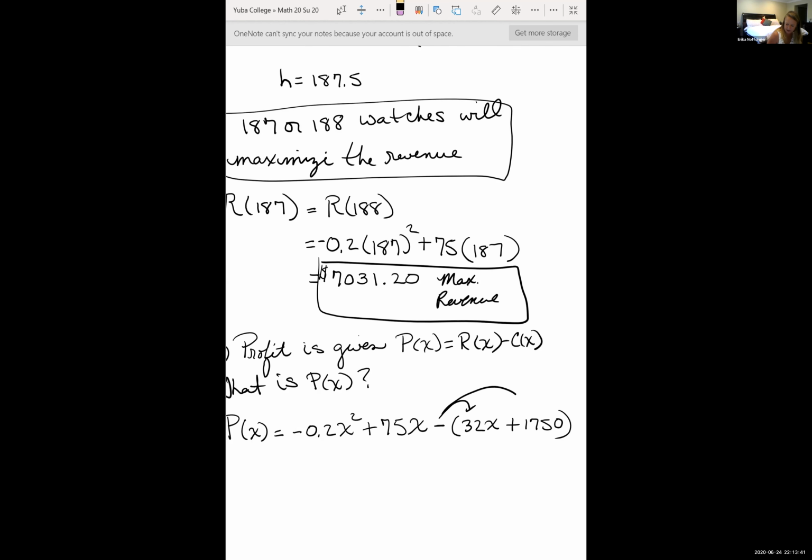So if we distribute our negative and then combine like terms, we have negative 0.2x squared plus 75x minus 32x minus 1,750. So negative 0.2x squared, 75x minus 32x, that's going to give us a 43x positive, so plus 43x minus 1,750.